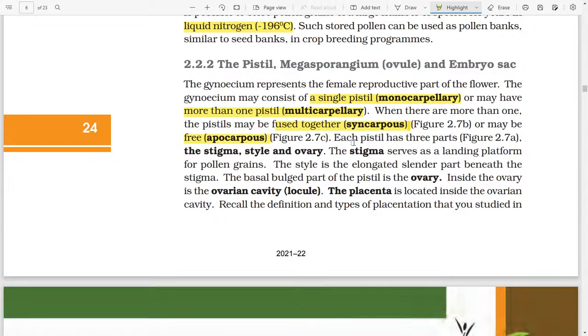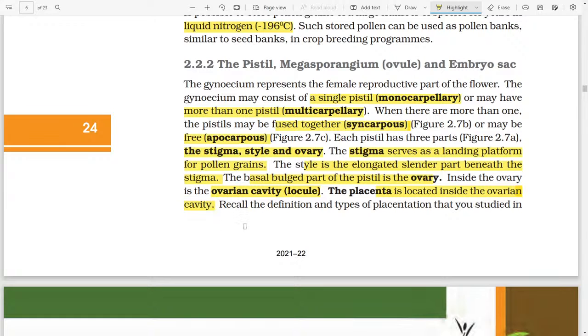Each pistil has three parts: the stigma, the style, and the ovary. The stigma serves as a landing platform for pollen grains. The style is the elongated, slender part beneath the stigma. The basal bulged part of the pistil is the ovary. Inside the ovary is the ovarian cavity or locule. The placenta is located inside the ovarian cavity.